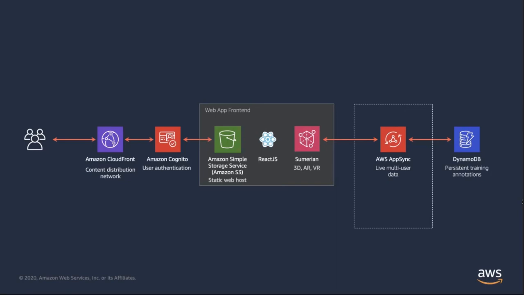Within AppSync itself, you define your API through something called a GraphQL schema. And I'll talk a little bit more in detail about what GraphQL is in a moment. And you also use something called resolvers, which simply tell AppSync how and where to store the data.